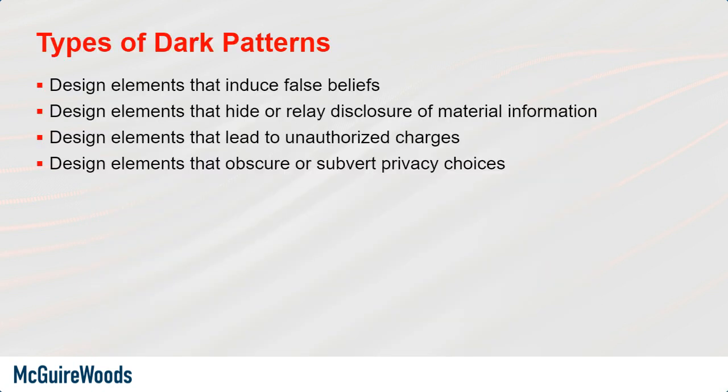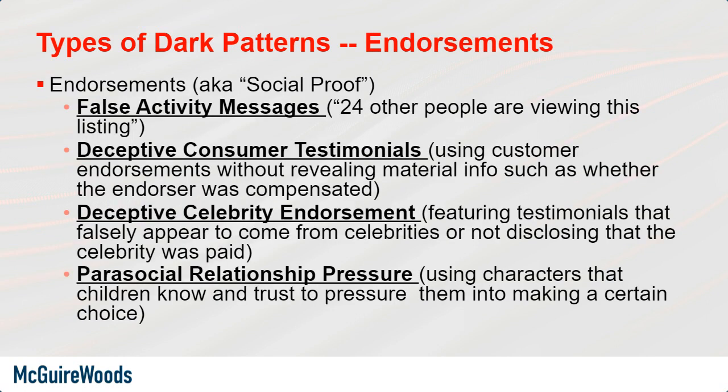I'm not going to spend a lot of time here because we've already talked about this. These are some of the general types of dark patterns: inducing false beliefs, hiding information, leading to unauthorized charges, or obscuring or subverting privacy choices. But what we're going to do is go through all of the different types of dark patterns that were identified in the FTC report that came out a couple of years ago.